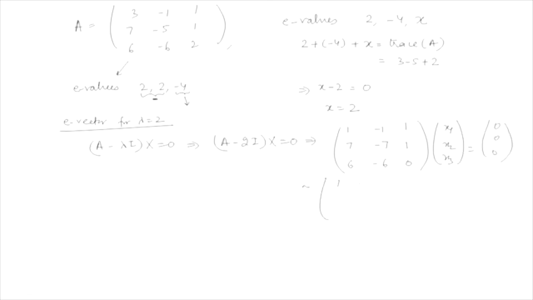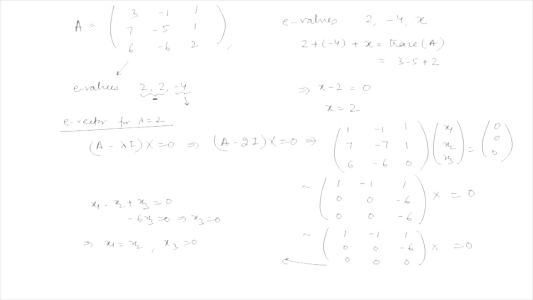Now, it is 1 minus 1 1. You can take one operation: this row minus 7 times the first row gives 0, 0, minus 6. This row minus 6 times the first row gives 0, 0, minus 6. And this row minus the other row will give 0 here. We are trying to make the echelon form of this. So, what have we obtained from here? It is x1 minus x2 plus x3 equal to 0 and minus 6 x3 equal to 0. So, this implies x3 equal to 0. If you substitute x3 equal to 0 here, we obtain x1 equal to x2.